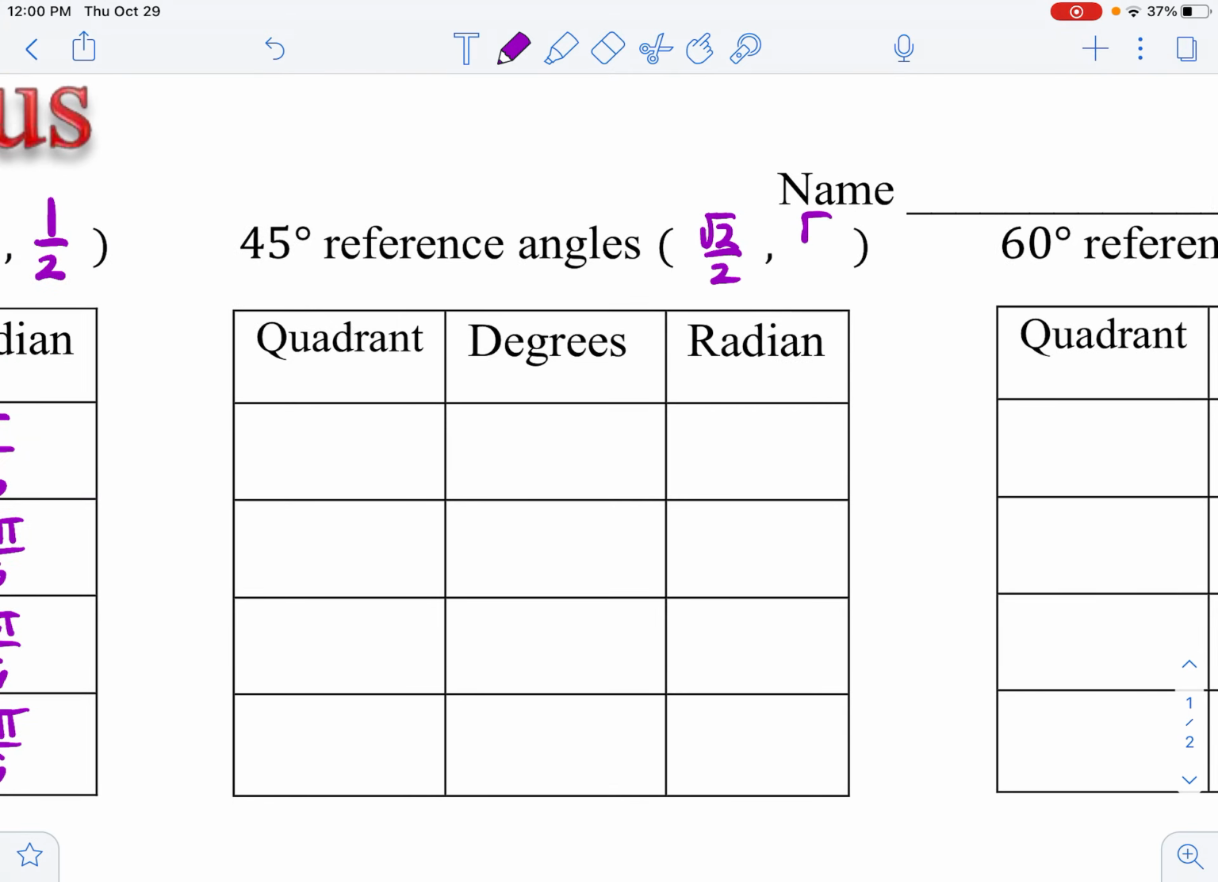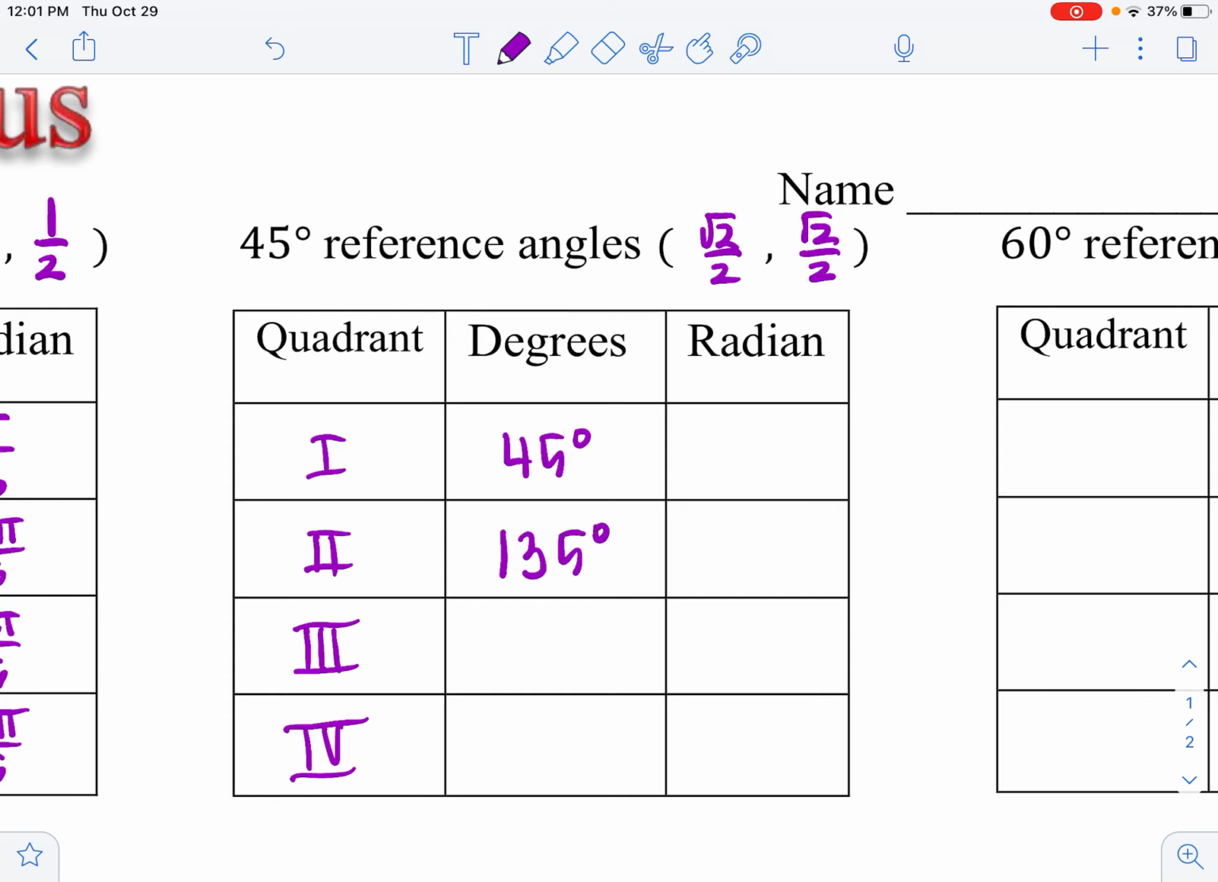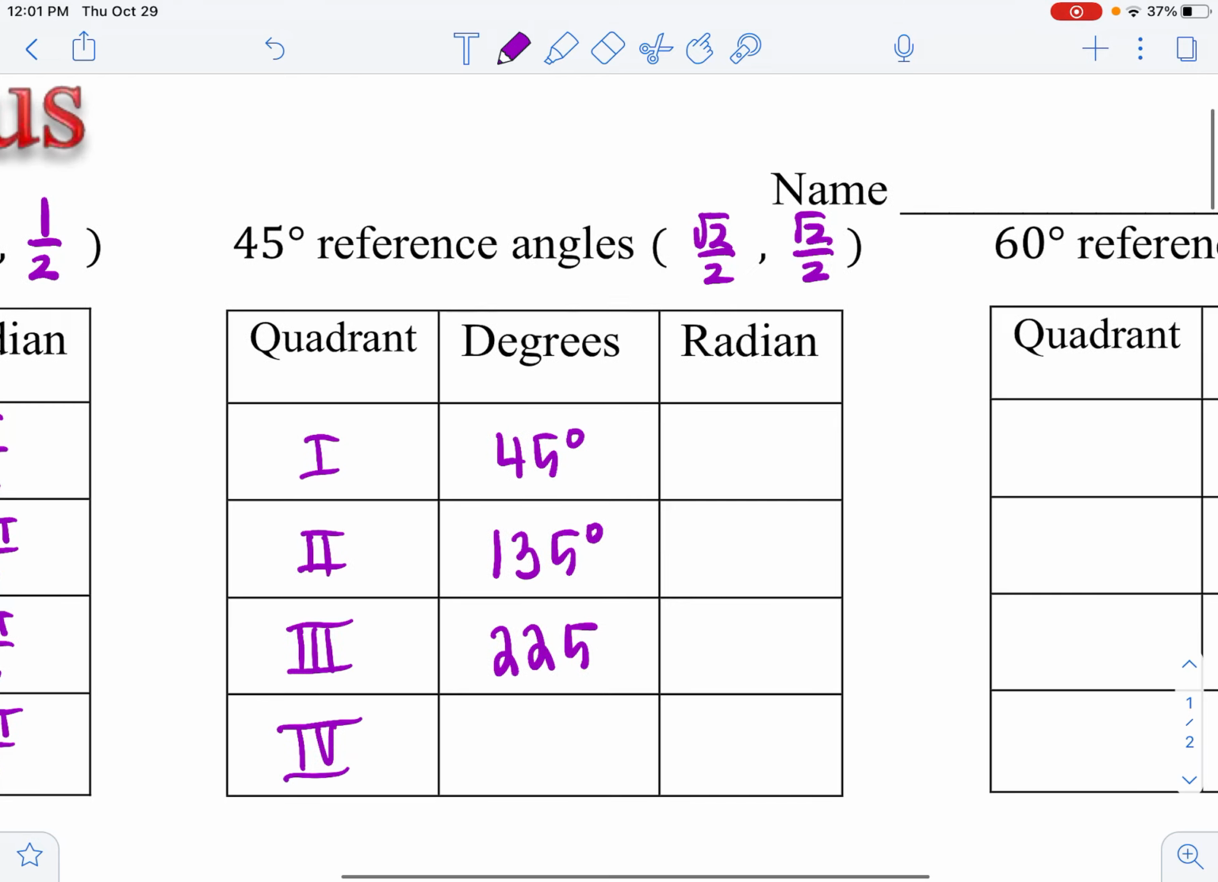All right, 45-degree reference angle. They are all root 2 over 2, root 2 over 2. I have 4 of them once again, 1 in each quadrant, 1, 2, 3, and 4. My 45-degree reference angles are 45 degrees, 45 less than 180, which is 135, 45 more than 180, which is 225, and 45 less than 360, which is 315.